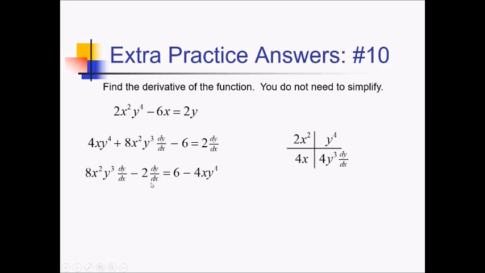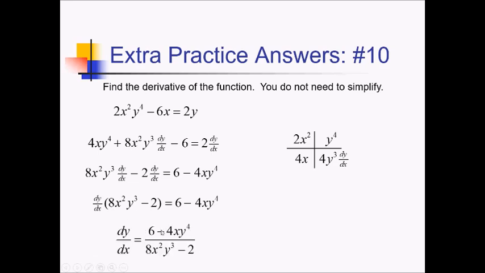Now let me factor out a dy over dx on the left. That leaves me with 8x squared y cubed minus 2. And if I divide by that parentheses, I end up with my final answer.